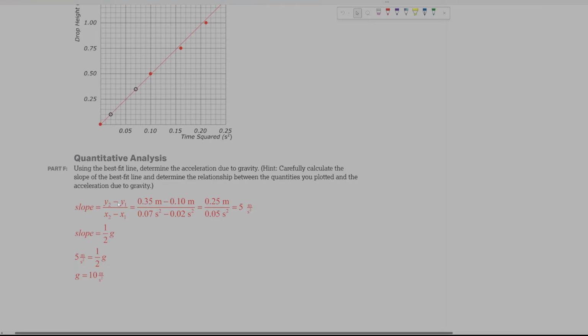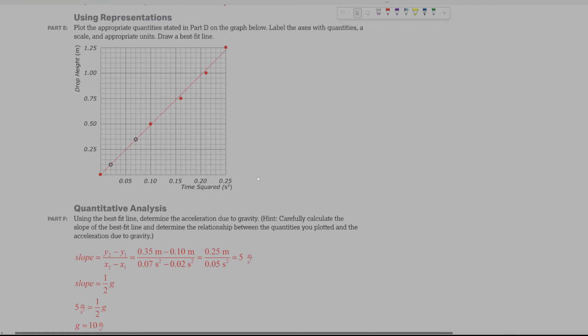So slope is going to be the change in y over the change in x. You plug in whatever numbers you need to plug in, and then you get 5 meters per second squared. That slope is going to be 1/2 of g, which if we haven't talked about it, we will talk about at some point. And so that ends up being g is about 10 meters per second squared. Now that last part we'll talk about another time. Right now we're just talking about the relationship and linearizing the data to get that number.